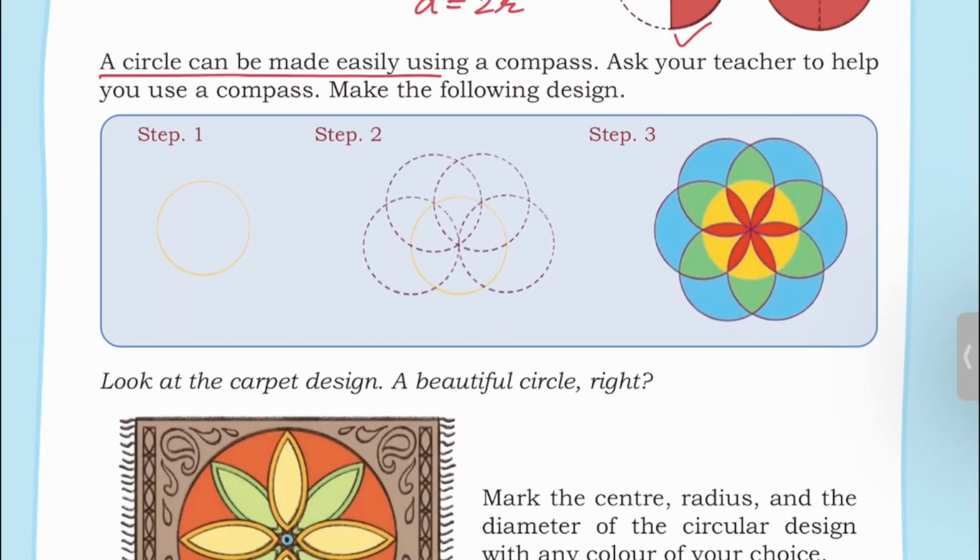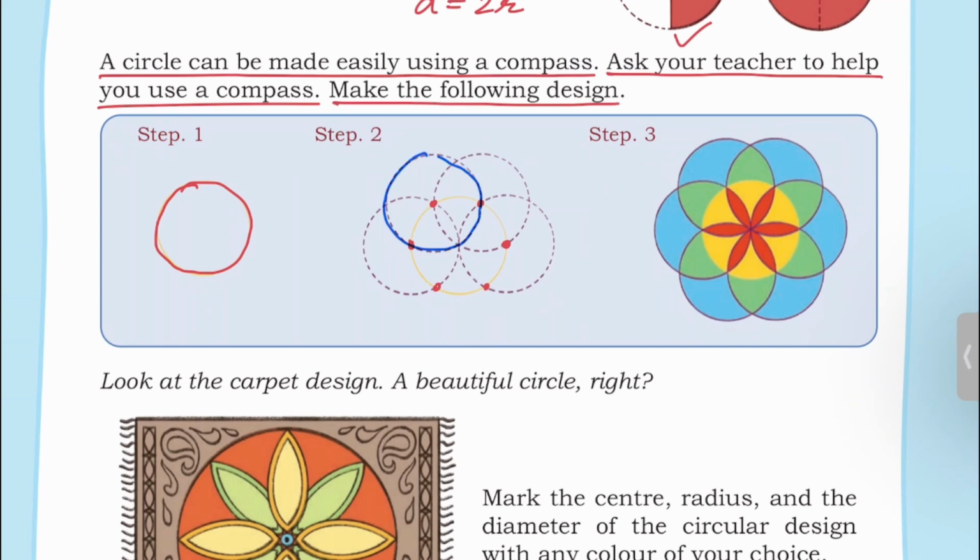A circle can be made easily using a compass. Ask your teacher to help you use a compass. Make the following design. You have to draw a circle like this, and after drawing it, take points at equal distance like this. Using these points as centers, draw circles like these. And after coloring these, you will get this shape.